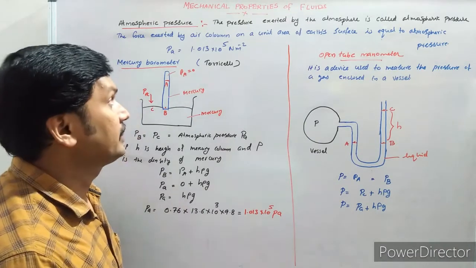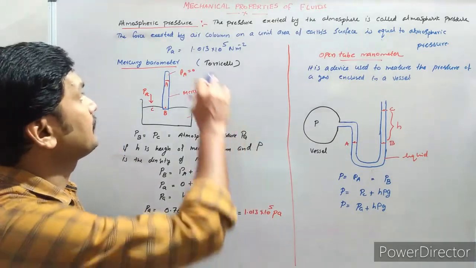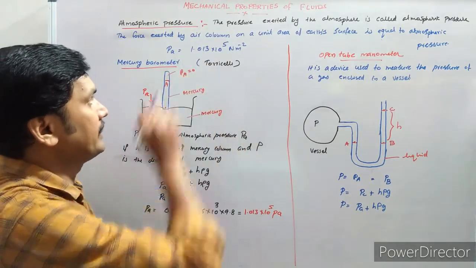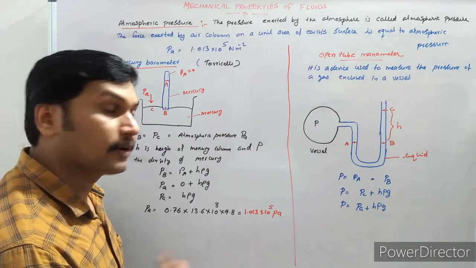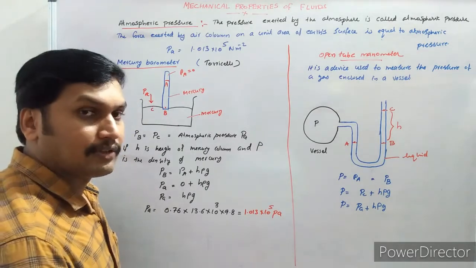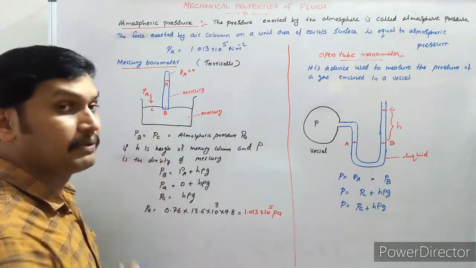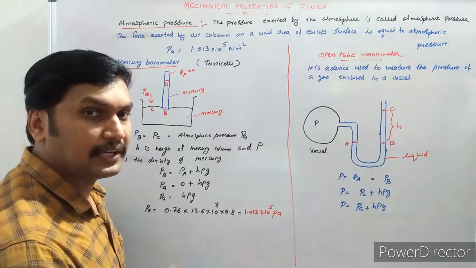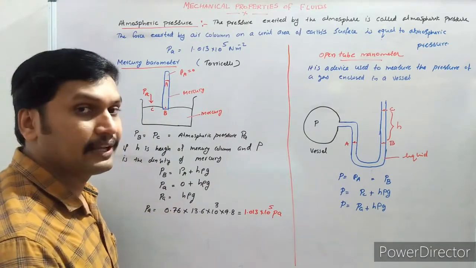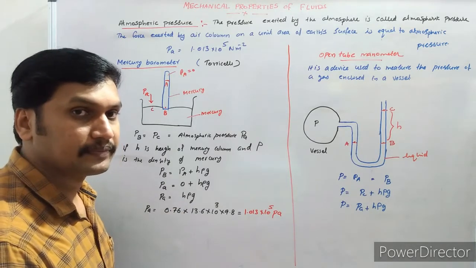And atmospheric pressure is calculated approximately at sea level. The normal atmospheric pressure is 1.013 into 10 raised to 5 Newton per meter square or Pascal. The atmospheric pressure can be measured by using a simple device known as a mercury barometer. It was designed by a scientist named Torricelli, so it is also known as Torricelli's barometer.